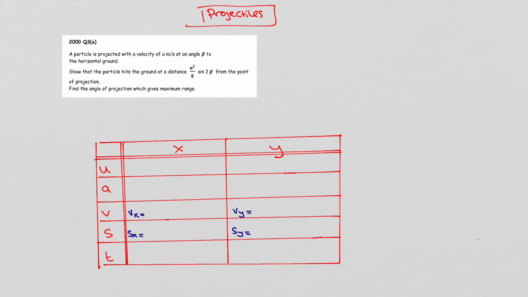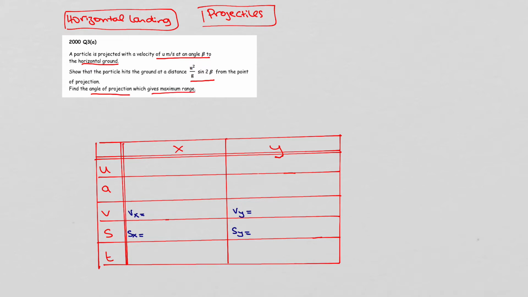Projectiles. So in 2000 here we have a horizontal landing question, where we have particles projected with a velocity of u meters per second at an angle beta to the horizontal ground. And we have to show that the particle hits the ground at a distance of u squared over g times sine 2 beta from the point of projection. And we have to find the angle of projection which gives a maximum range.